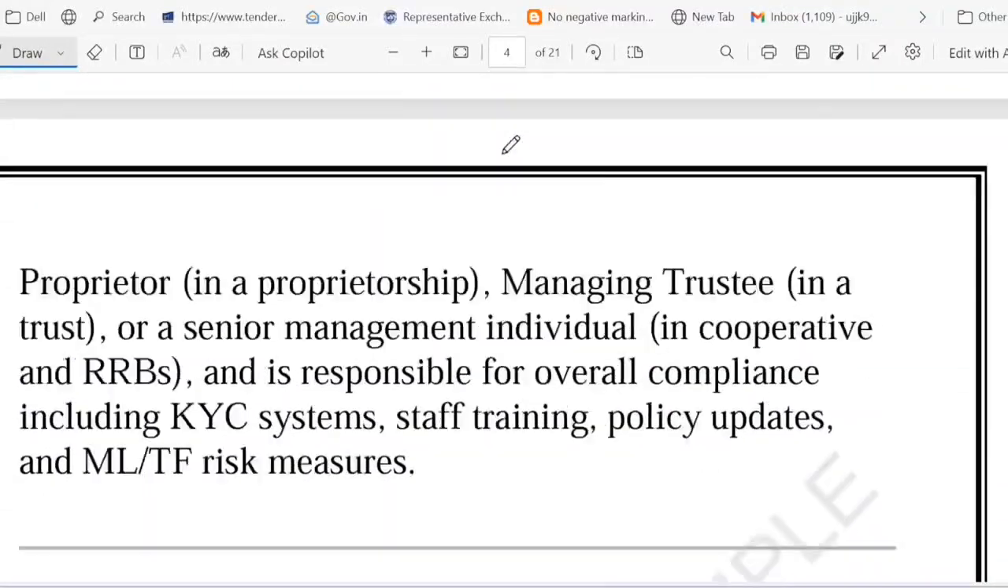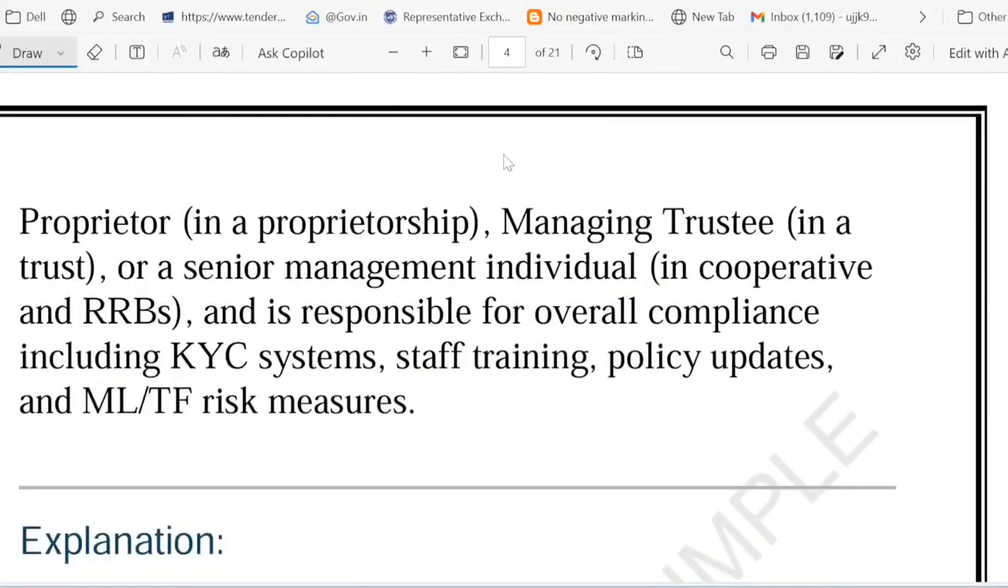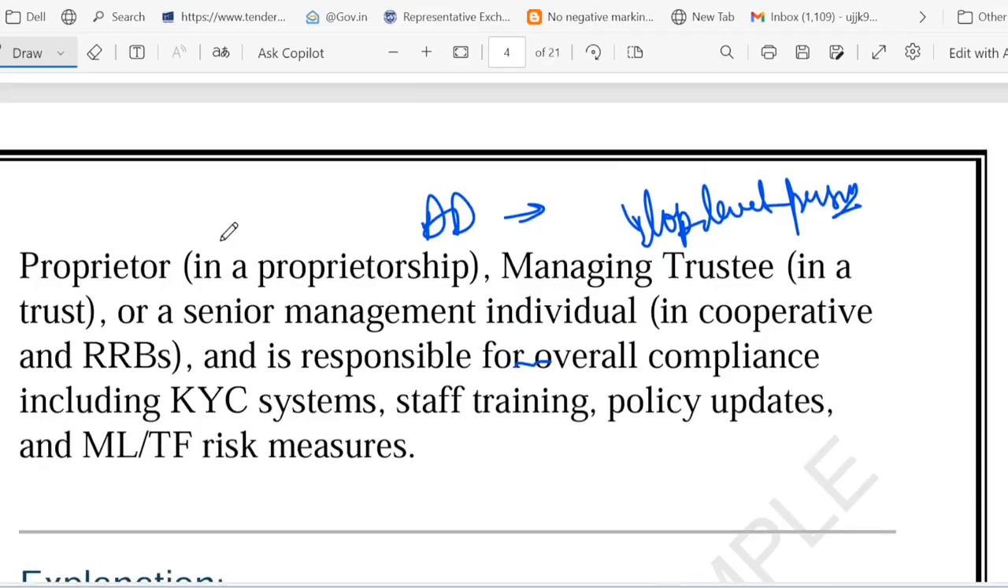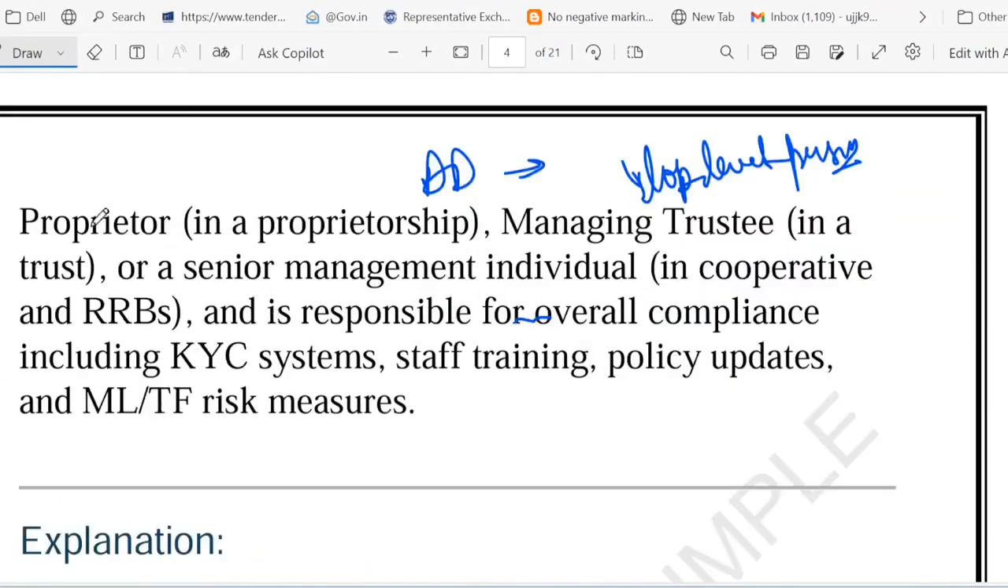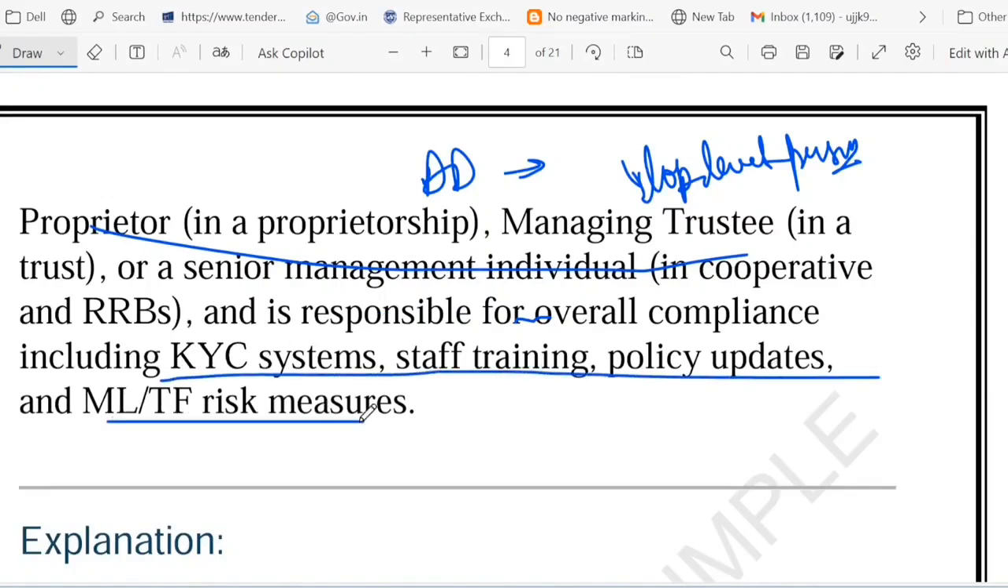So what we learned from this discussion is that the designated director, remember this DD, is the top level person who is responsible for PMLA and KYC compliance. The position depends on structure. The position may be MD, MP, proprietor, MT, anything. Responsibility includes KYC system, staff training, policy update, and ML/TF measures.